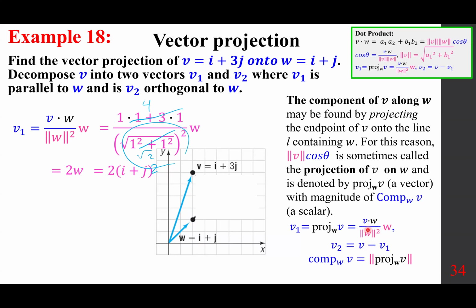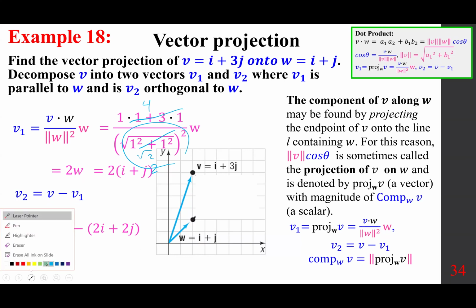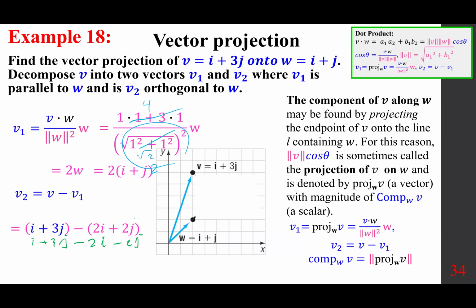V minus V1. So V minus this. So i plus 3j minus 2i plus 2j. And this is class. Let me just write this. So this is i plus 3j minus 2i minus 2j. And these two, i minus 2i is negative i, 3j minus 2j is plus j. So minus i plus j.